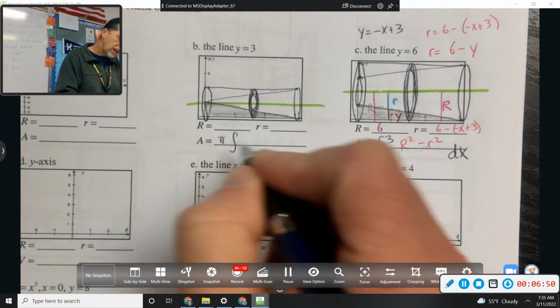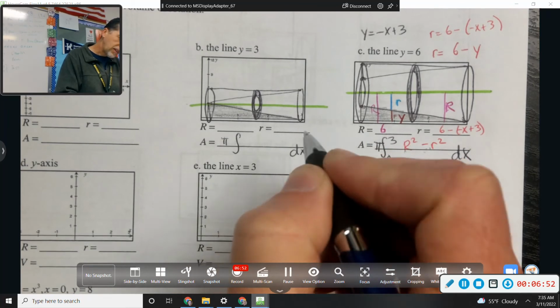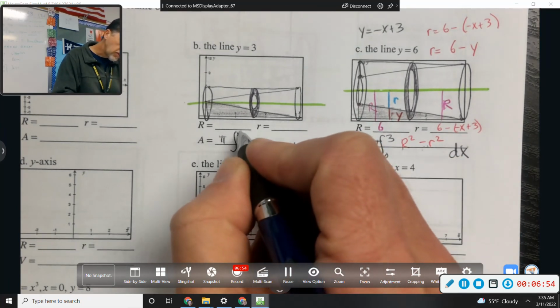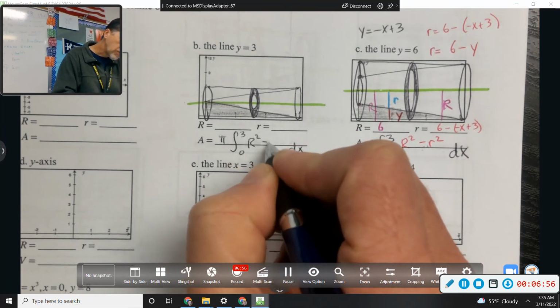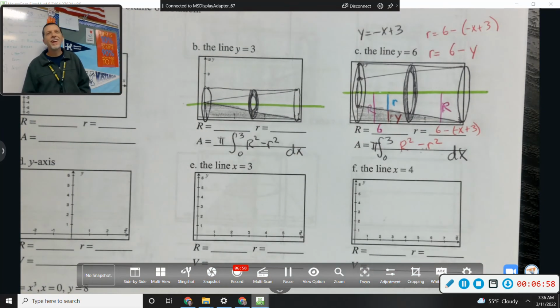Pi, dx, 0 to 3, big R squared minus little r squared. So I already have the final answer ready to go, but I need to figure out what big R and little r are.